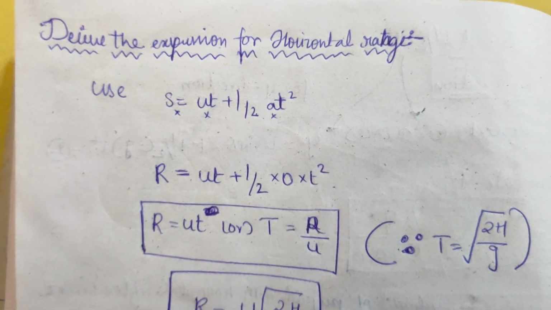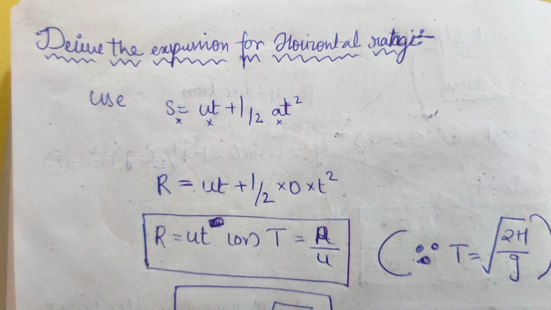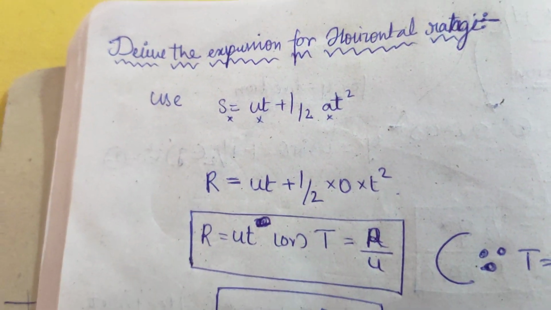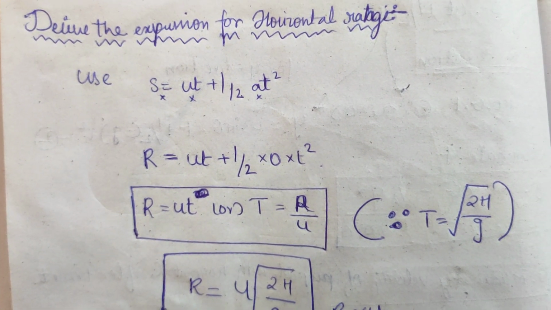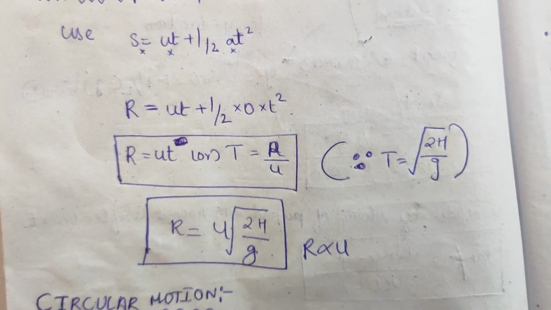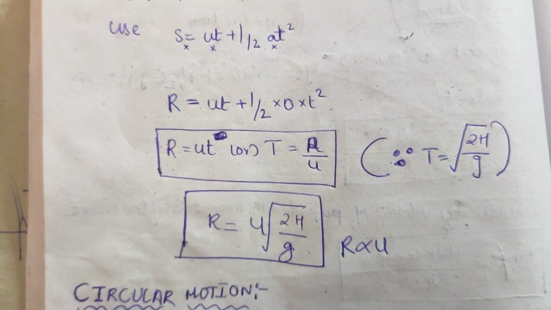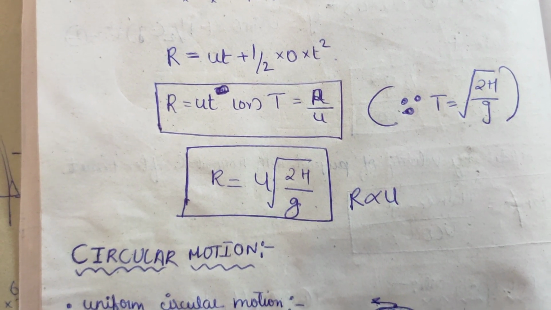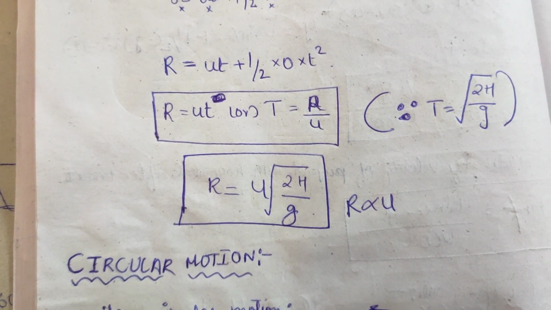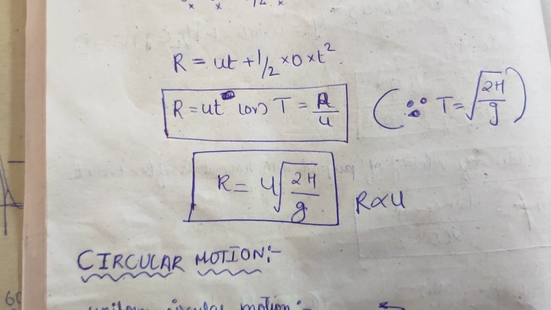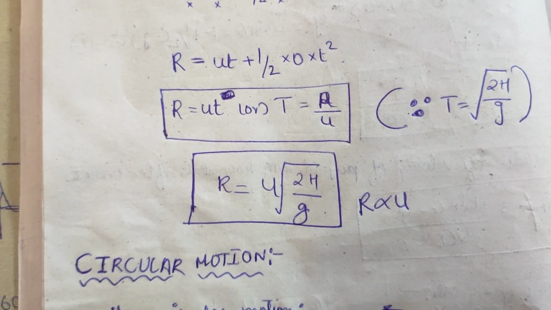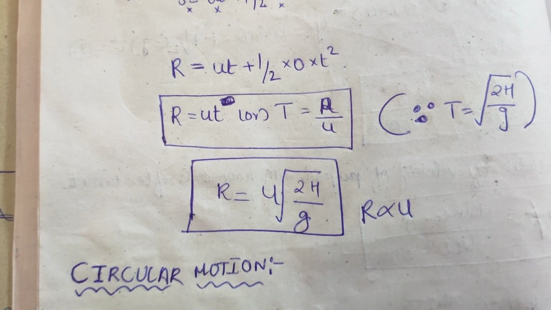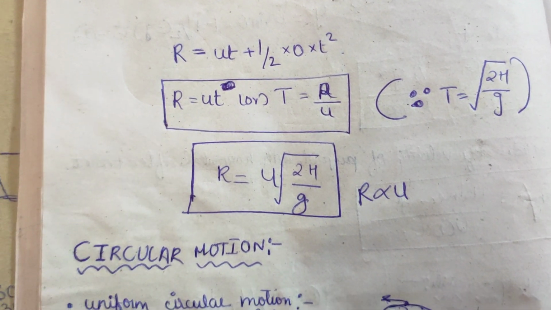Now let us discuss the derivation of the expression for the horizontal range. Use formula s equal to ut plus half at square, R equal to ut plus half into 0 into t square. Therefore R equal to ut, or t equal to R by u. Since t equal to under root 2h by g, R equal to u into under root 2h by g, where R is proportional to u.